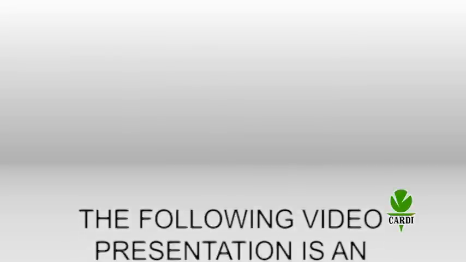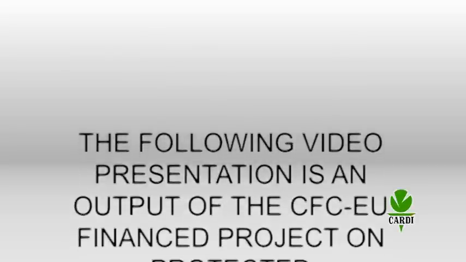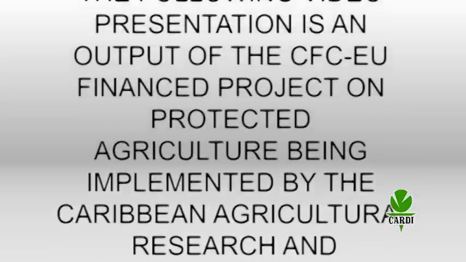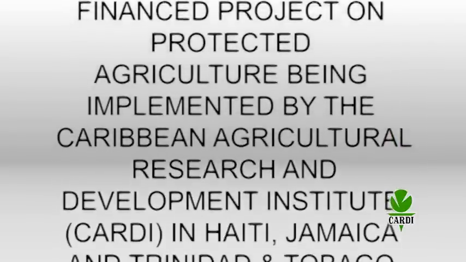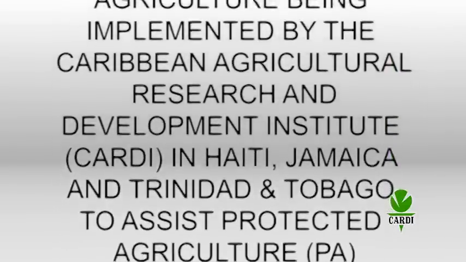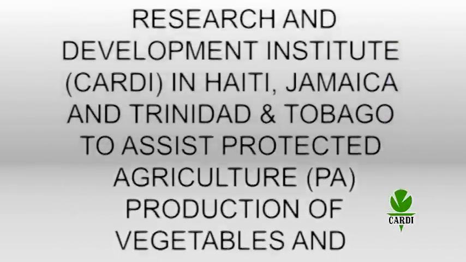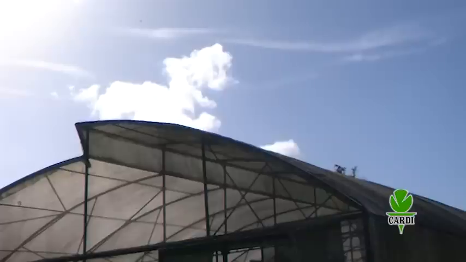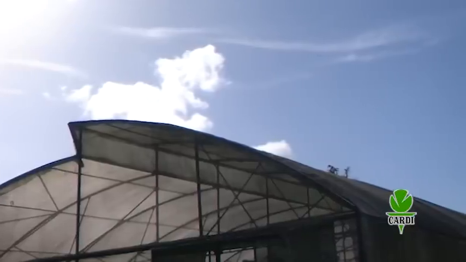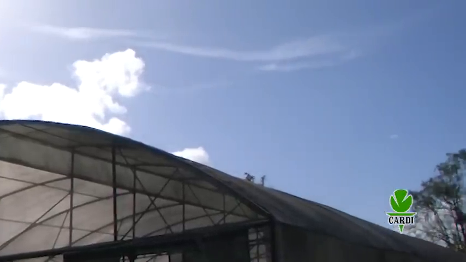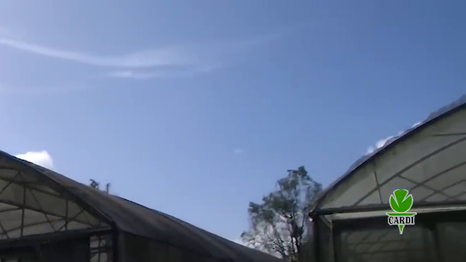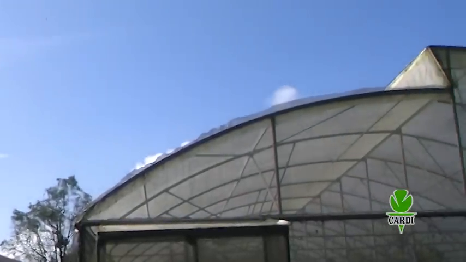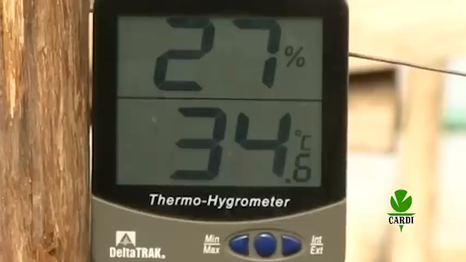The following video presentation is an output of the CFC EU-financed project on protected agriculture being implemented by CARDI in Haiti, Jamaica, and Trinidad and Tobago to assist PA production of vegetables and herbs in the Caribbean. Protected agriculture structures were developed from greenhouses to provide a level of control over environmental factors, thereby providing the optimal conditions for plant growth and production.